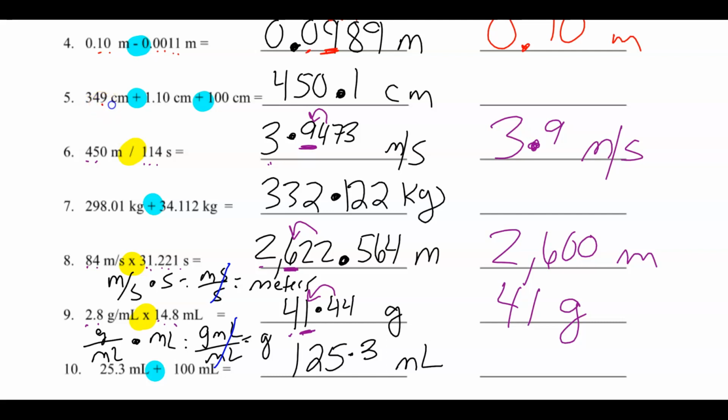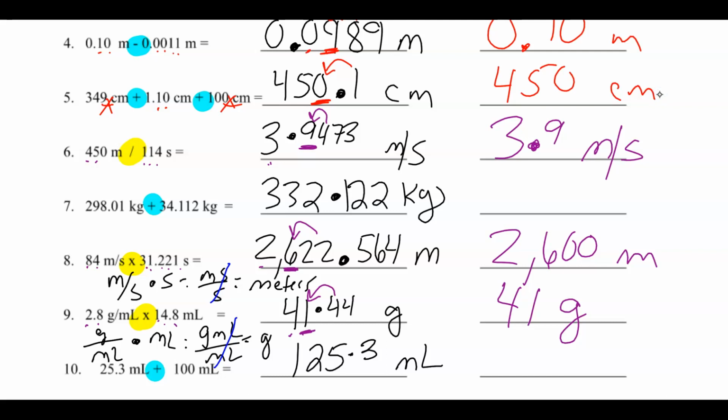Number 5, no decimal places. 2 decimal places. No decimal places. So I've got to round this to the nearest whole number, the nearest ones place. And that's going to be 450. And that will be centimeters.